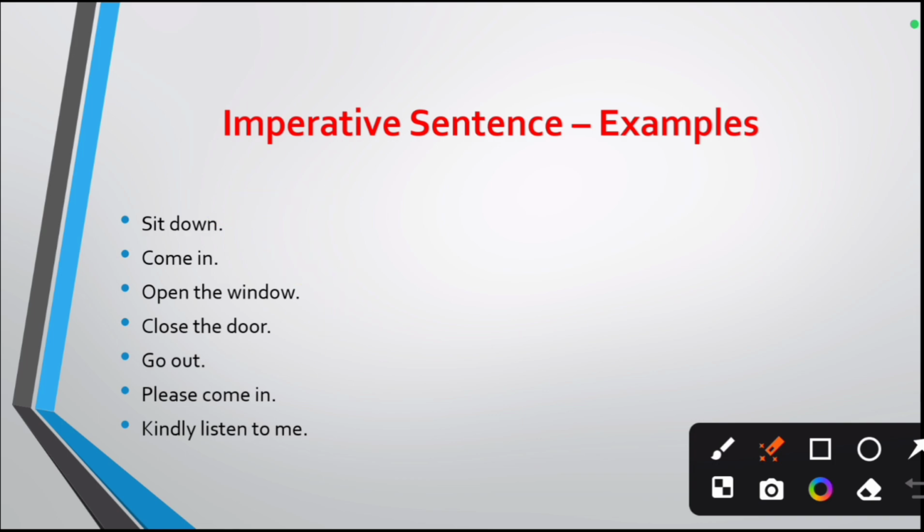And here "you" is not there. The sentence is starting with a verb. So these come under commands, which come under imperative sentence. And imperative sentence also involves requests. See, please come in. Kindly listen to me. These are requests. So commands and requests both come under imperative sentences. I guess you all are getting my point.